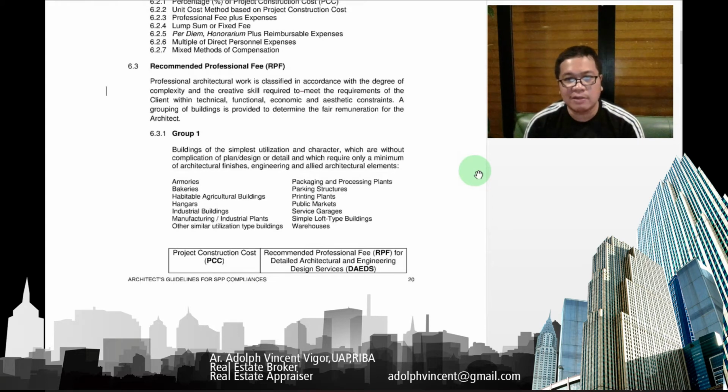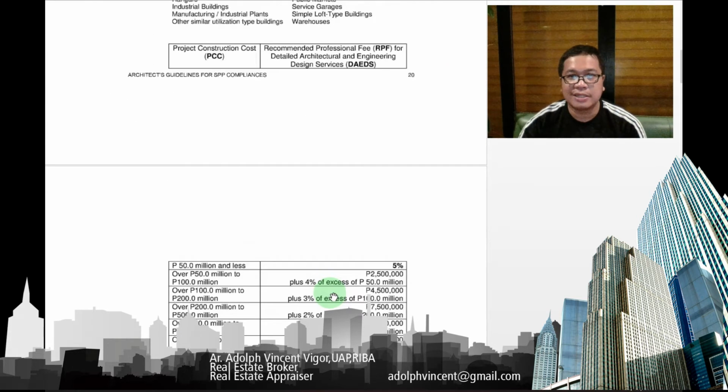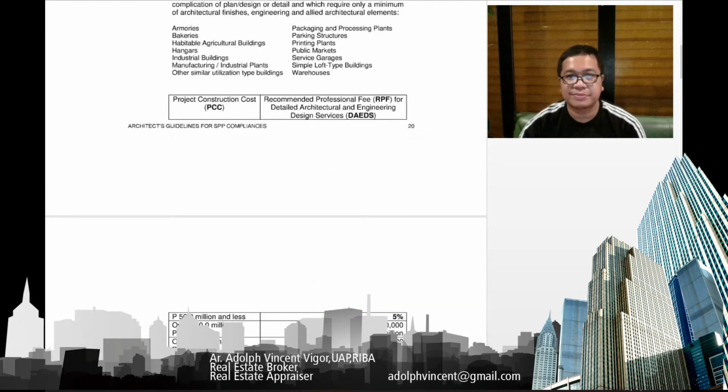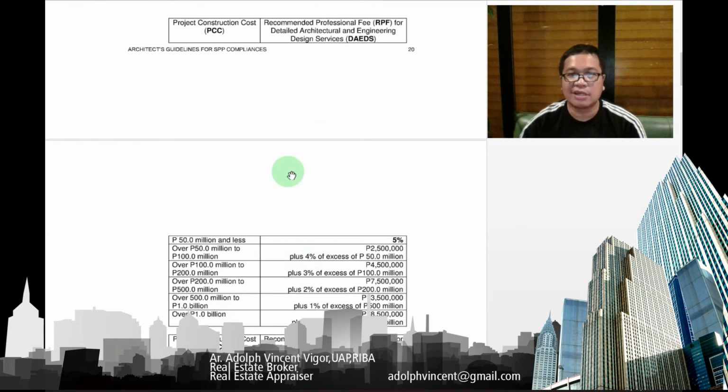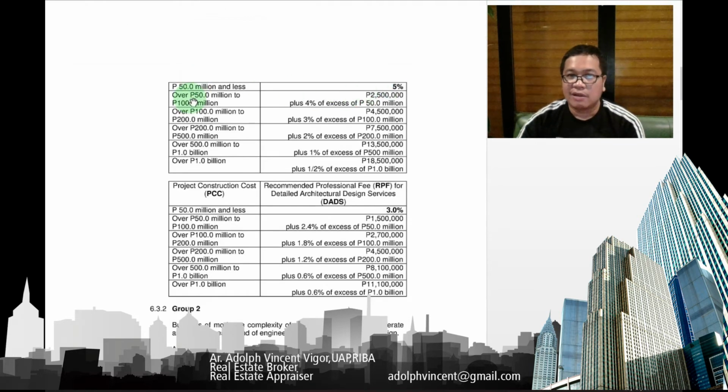Though manufacturing industrial plants are complicated if you look at it in the mechanical aspect, in terms of architectural design, it's only simple in character. It's divided into DAEDs and DADs. For the detailed architectural engineering design service, if it's 50 million and less, it's around 5%. Then there are also some bracketing.